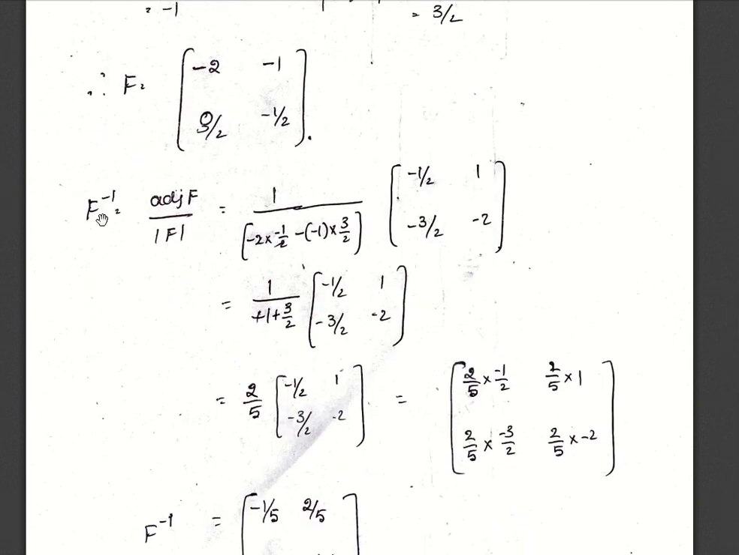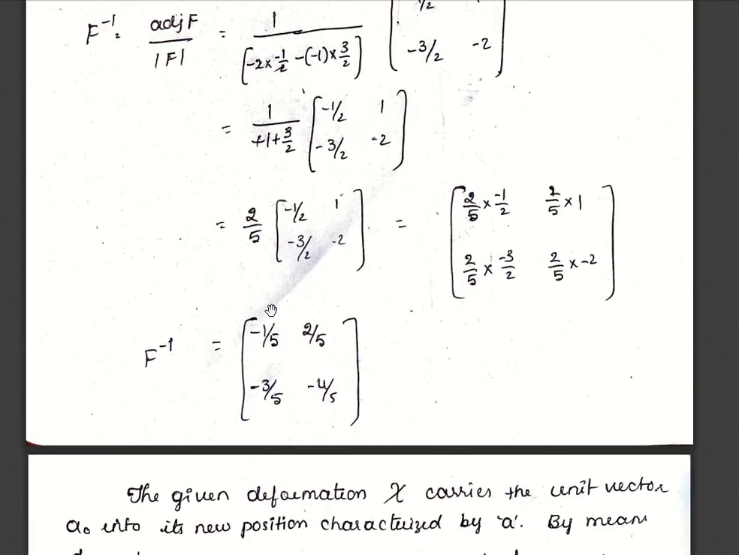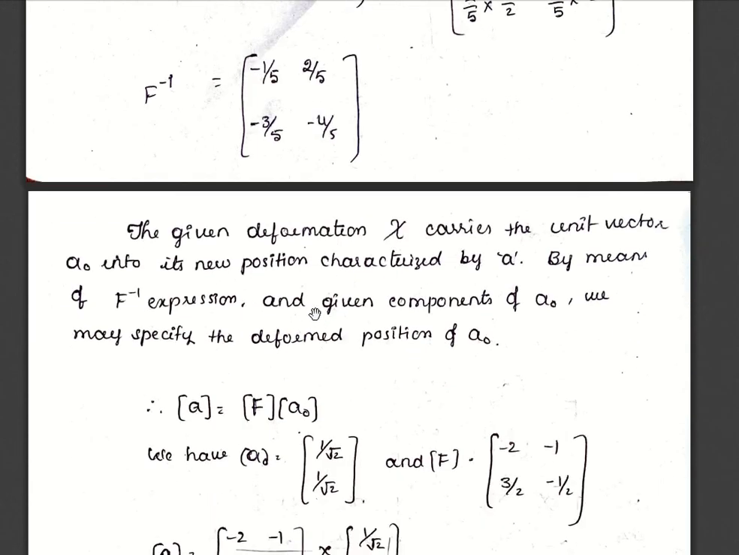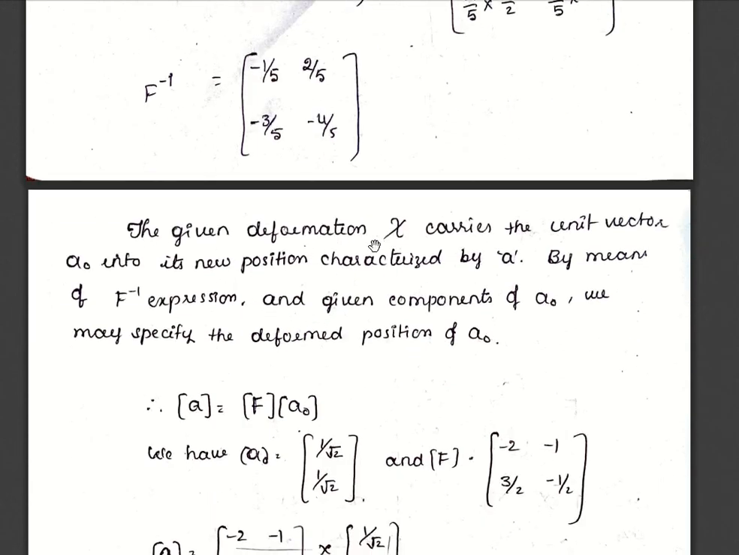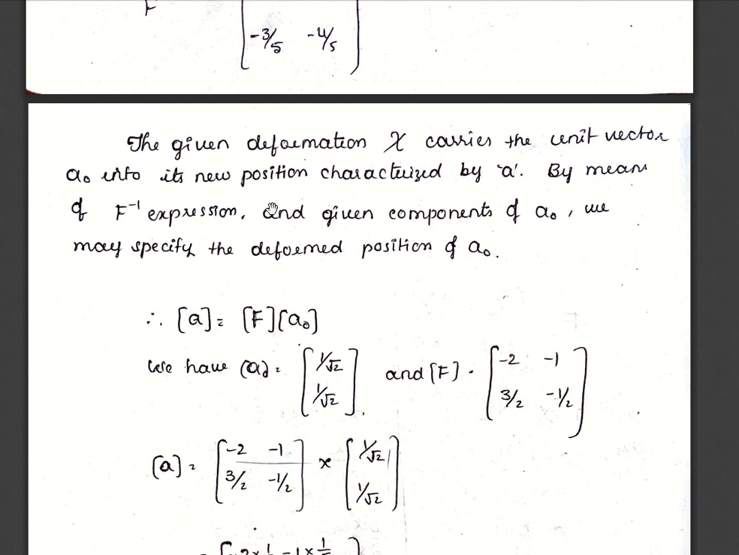If you find the inverse of the deformation gradient, applying the previous problem, same as the previous problem, we will get the inverse of the deformation gradient with these components. So now the problem starts. The given deformation chi carries the unit vector a naught into its new position characterized by a. When it is transferred to spatial description, it is represented by just small a.